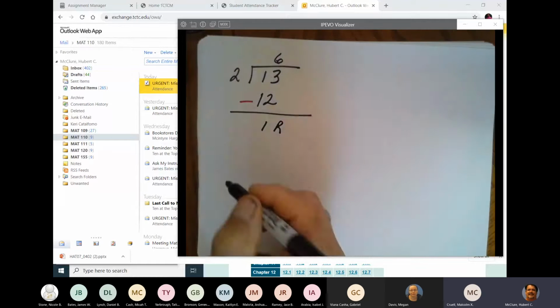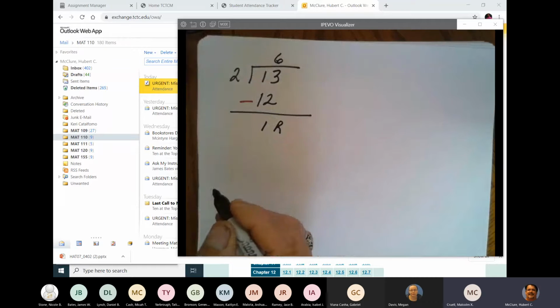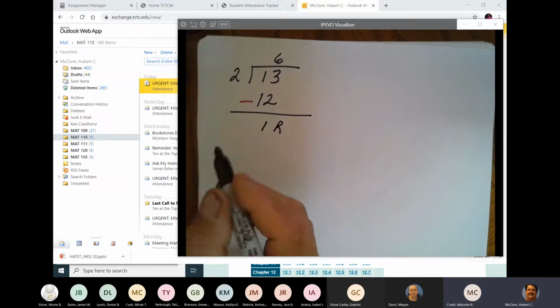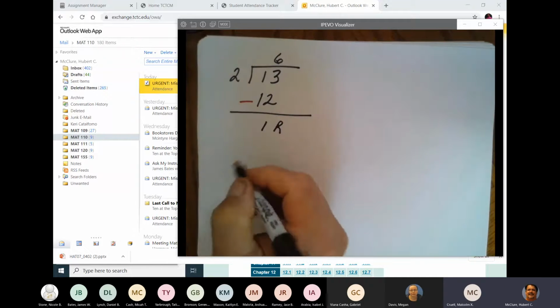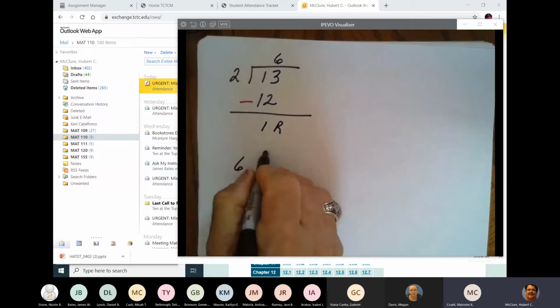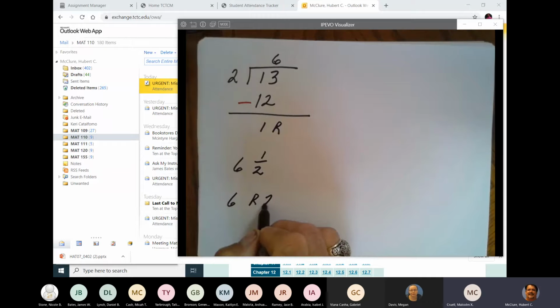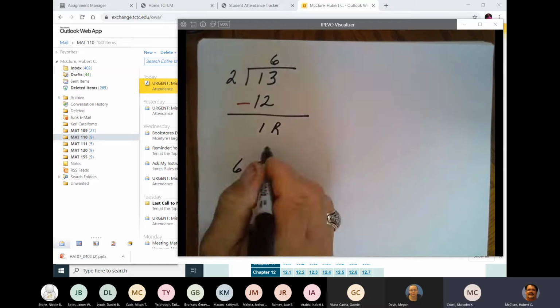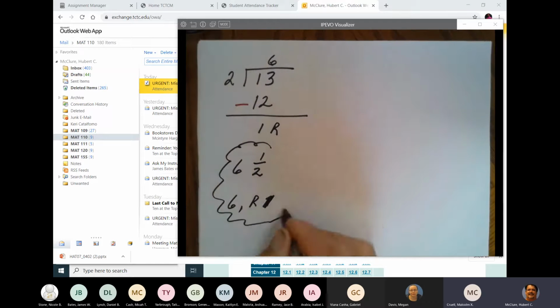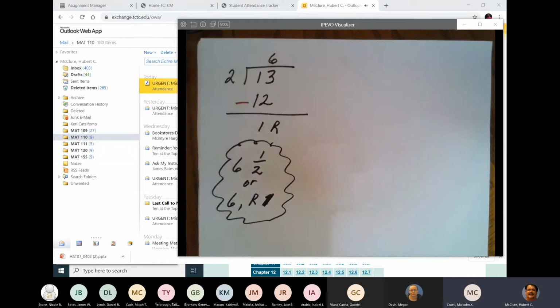You can rewrite that as 6 and then 1 over 2. Or you can say 6 with a remainder of 1. And that's how you wrote the answer. Everybody with me?